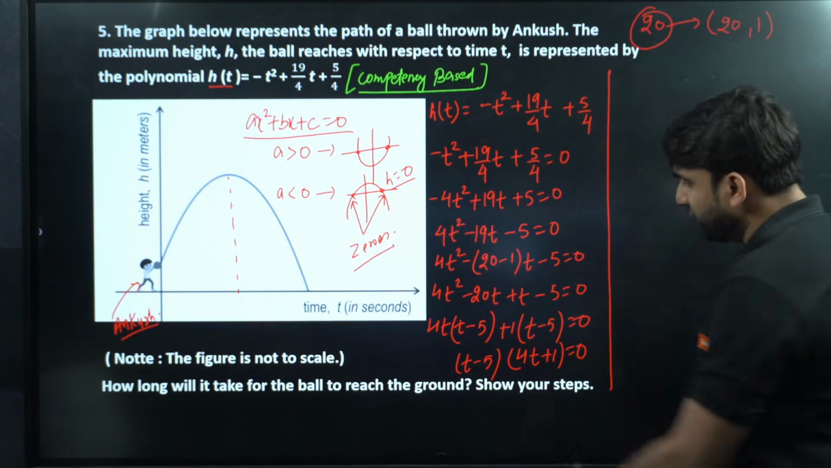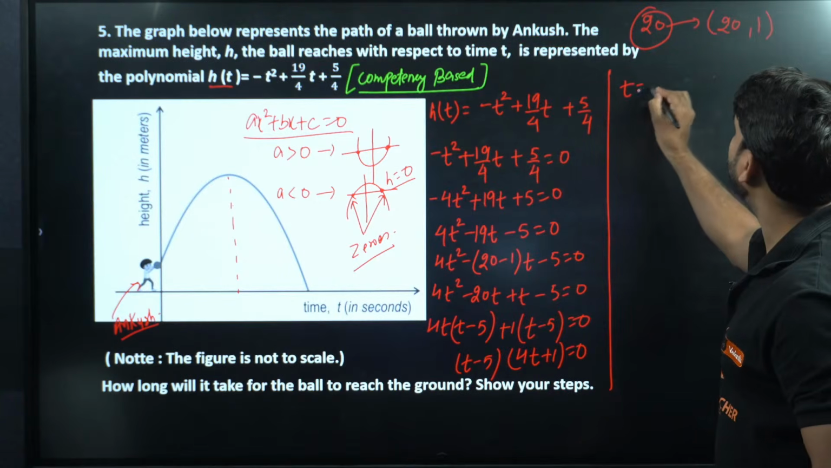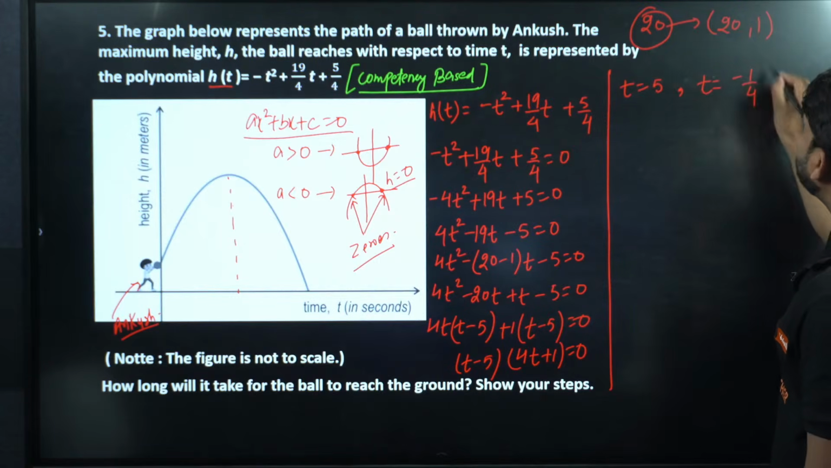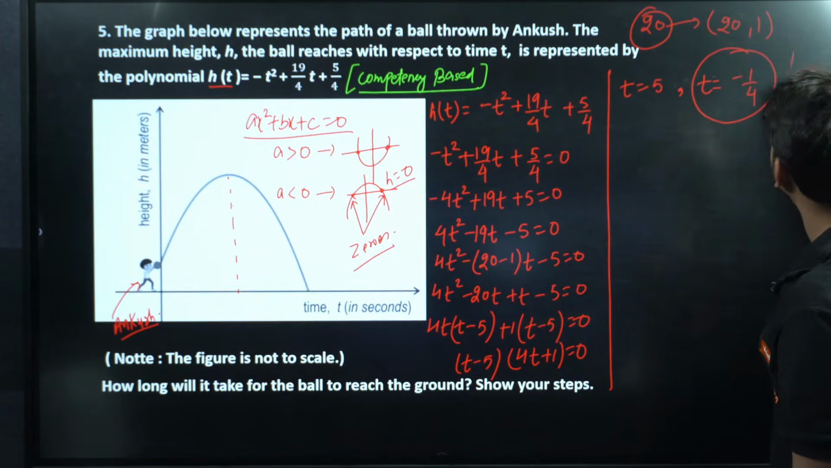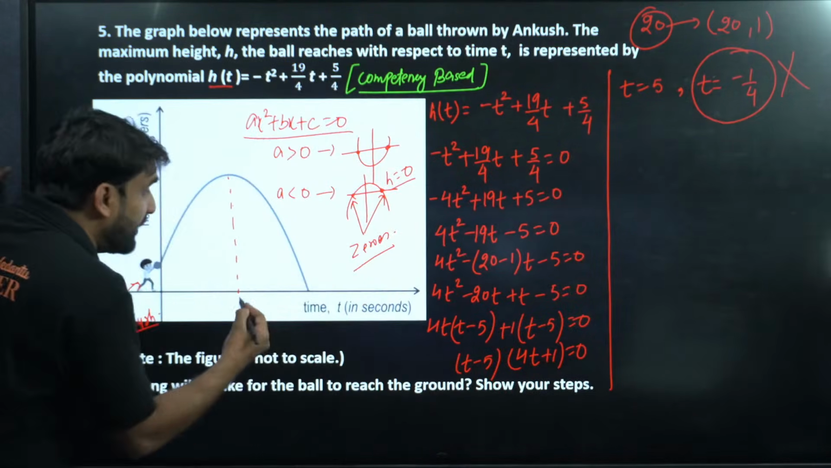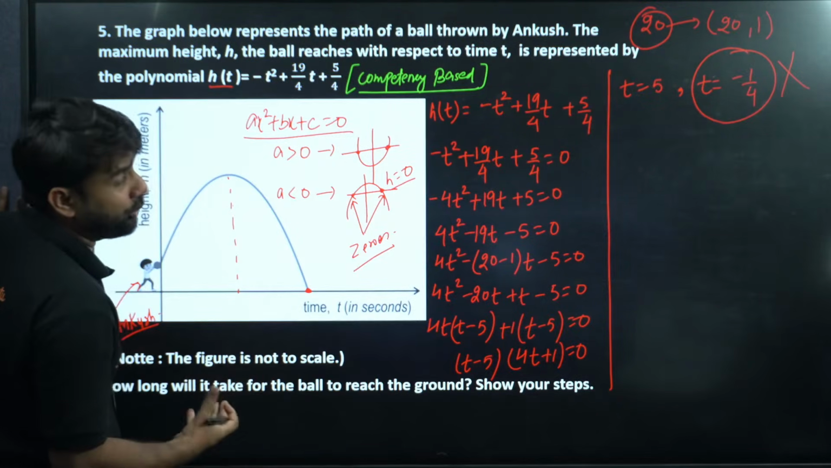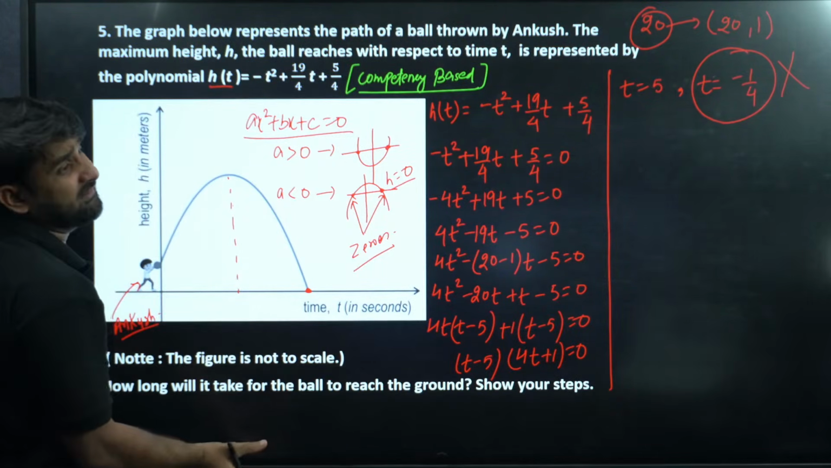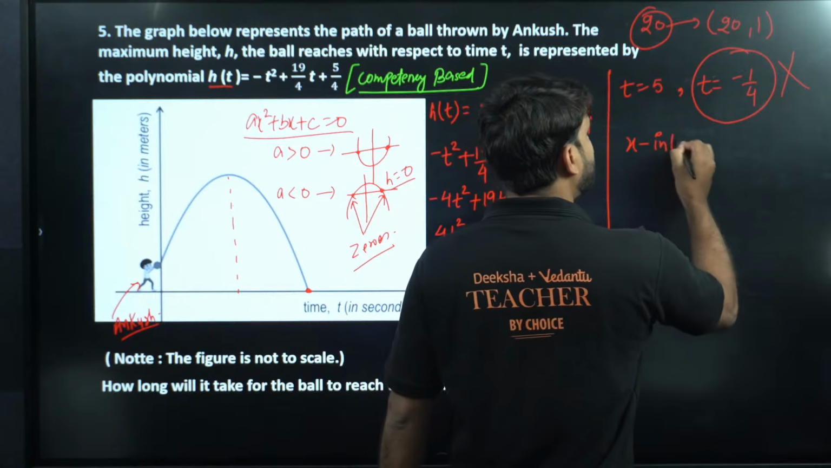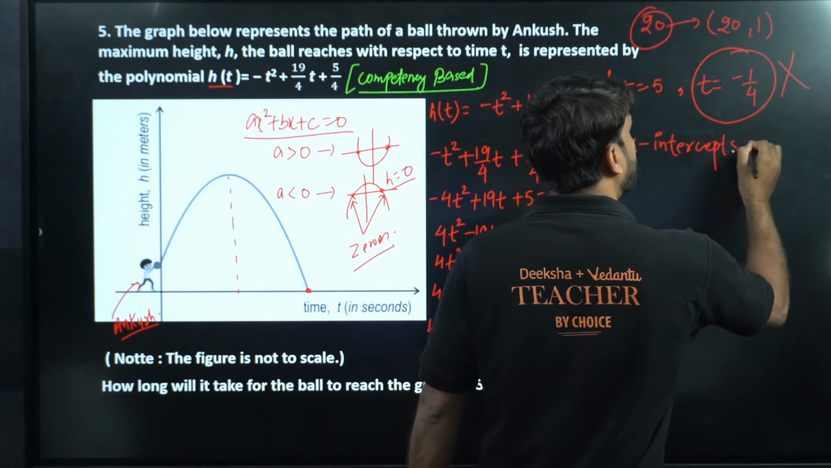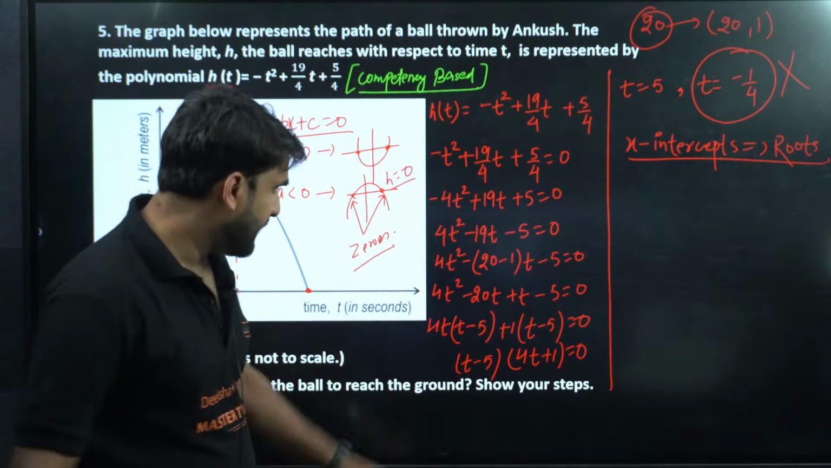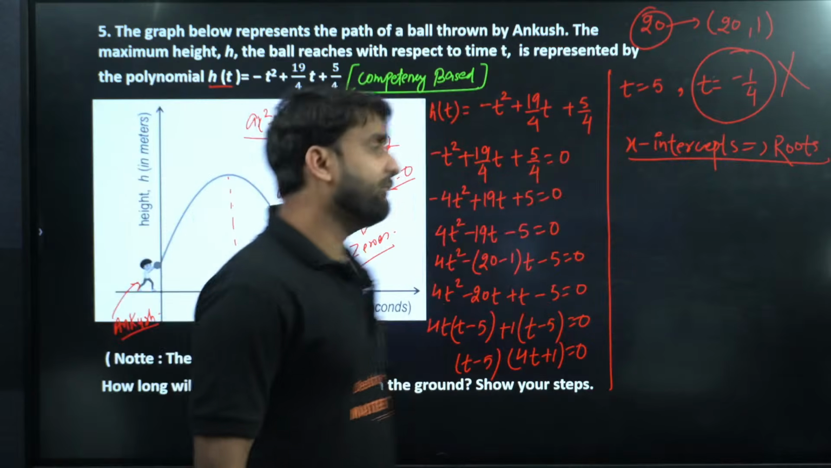Now putting each bracket equal to 0, we have t is equal to 5, and we have one more t which is equal to minus 1 by 4. T cannot be negative, so we can ignore this value. So the time t is equal to 5. So this coordinate will be 5, because I have already told you, whenever you draw the curve of any quadratic equation, the x-intercepts give you the roots. So here in this question, minus 1 by 4 will come here, negative.